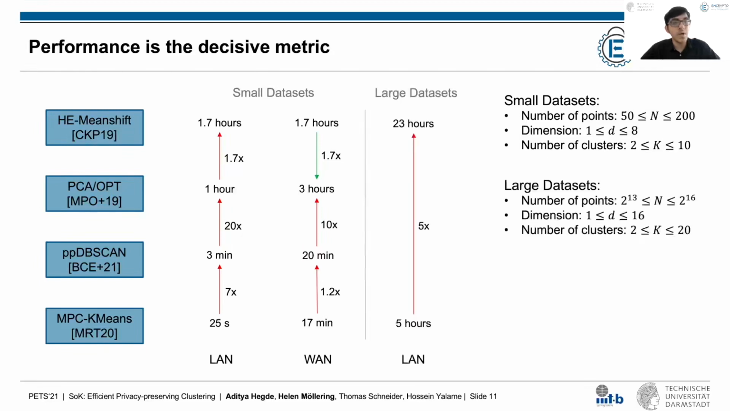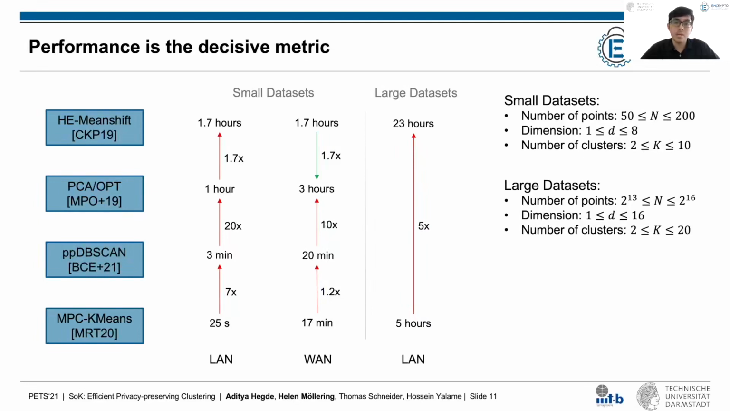For evaluating how the protocols scale to larger datasets, we benchmark the performance of the protocols on a collection of large datasets described on the right. Unfortunately, the memory consumption of the privacy-preserving DBSCAN and the hierarchical clustering protocols was too large on these datasets for benchmarking. The MPC k-means protocol had a runtime of around 5 hours, while the HE mean shift protocol had a runtime of around 23 hours in this case, which is around 5 times more.